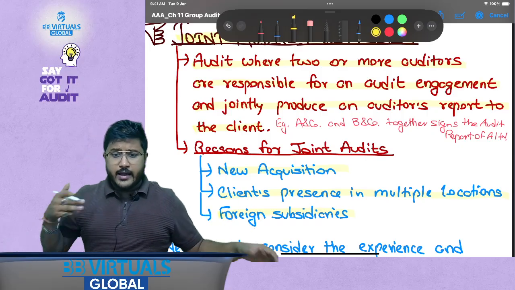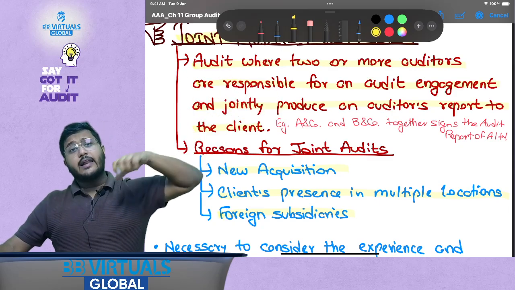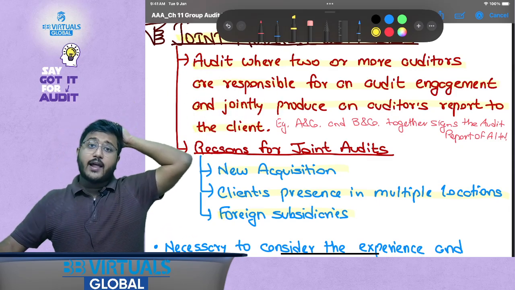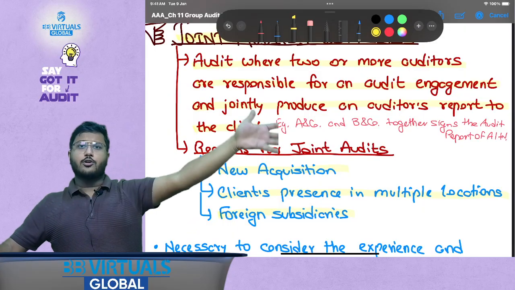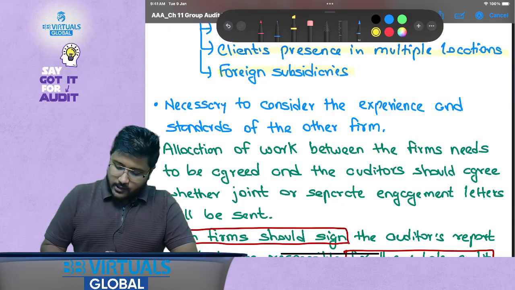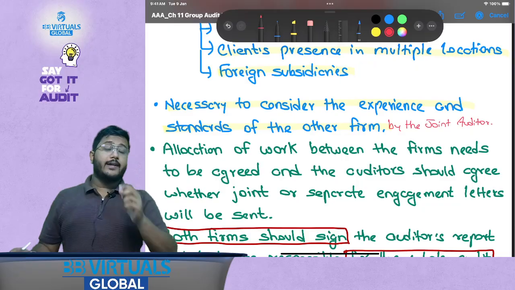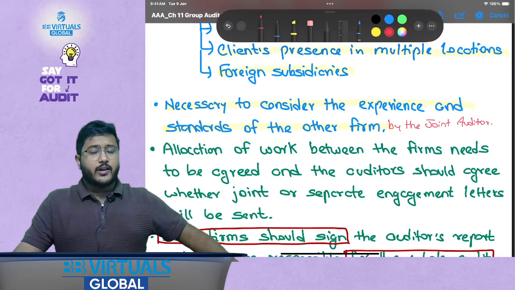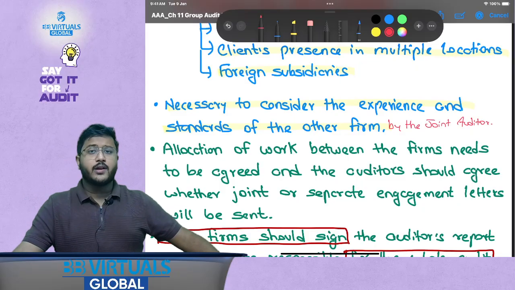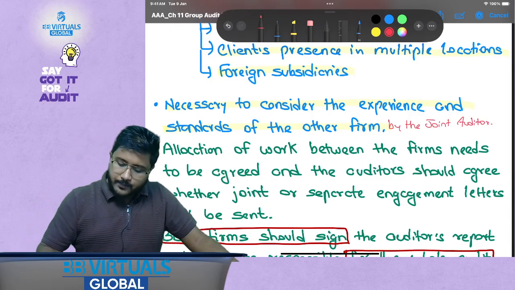In case of foreign subsidiaries, maybe if I accept any client which has components in the foreign country, then I'll have to hire the local auditor over there, and I'll have to collaborate with them to submit the report of the component because they are competent to sign over there. So that might be the reason for joint audits. Now, necessary to consider the experience and standards of the other firm. By whom? By the joint auditors. That is, before signing any report or before accepting any engagement as a joint auditor, you should evaluate whether the other party is competent or not, what is the standard of report, what is the standard of quality of the other auditor.